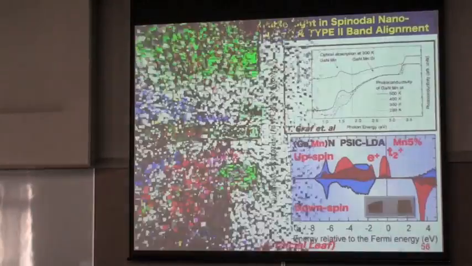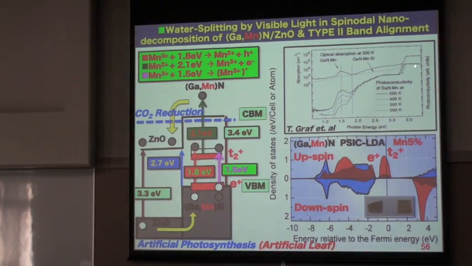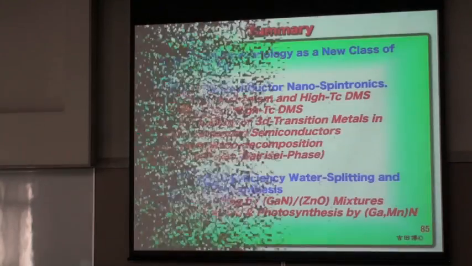You can see, for example, this is the band gap for the gallium nitride, and this is the optical absorption. This part is photoconductivity. In addition to the ultraviolet, we can use this part in order to make some artificial photosynthesis like this. I think, yeah, that's good.